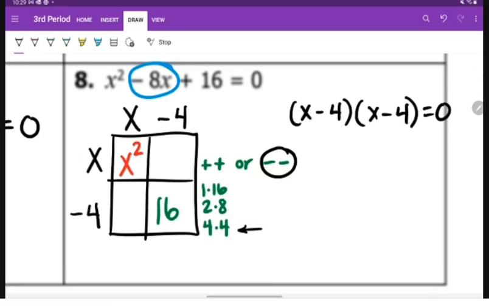So again, you might notice we end up with the same factor twice. You only have to write the root one time. You don't have to repeat it. So again, we just end up with a single root.